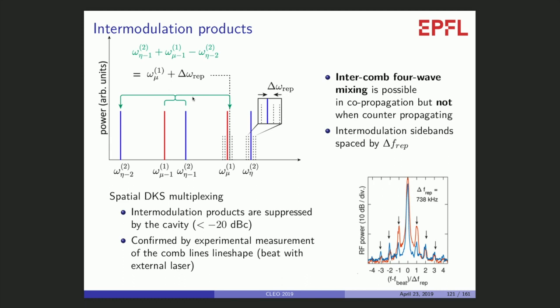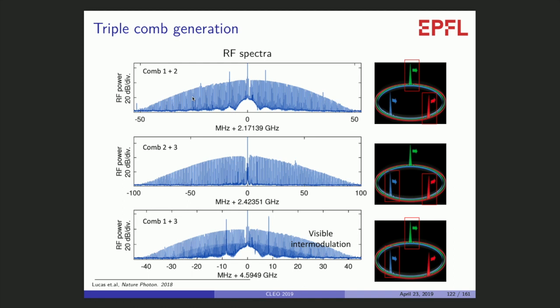Now, you do the same experiment the other way around, clockwise, counterclockwise. These are forbidden, because you can then no longer satisfy angular momentum conservation. And so intermodulation products only appear when you are injecting solitons in the same sense of circulation. In the colliding scheme, there cannot be intermodulation products. This you can see here.